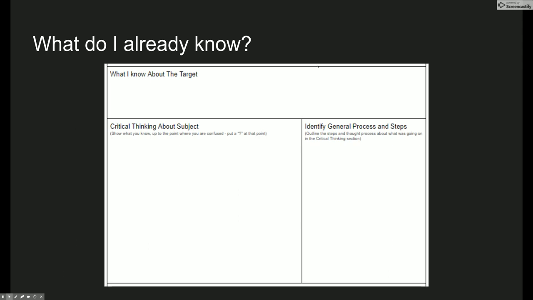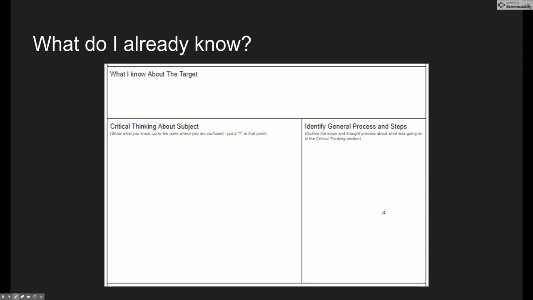If we keep going down the line, the next section is, what do I already know? So you're going to write in this top box the things you already know, any definitions, you might show some examples, do anything you can to show what you actually know. Underneath that is some critical thinking about the subject. Now, this is divided into two parts. The first part over here is the general processes and steps on the right side and the critical thinking. These go hand in hand.